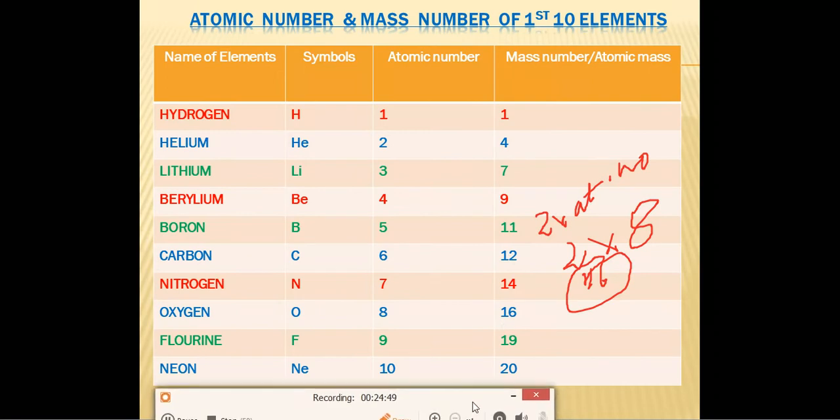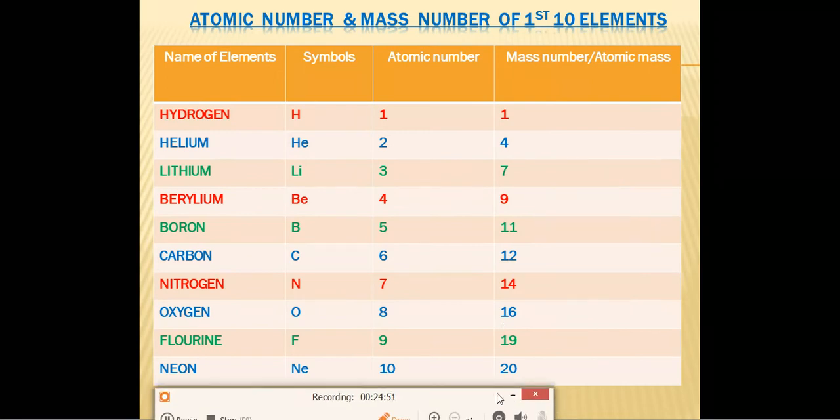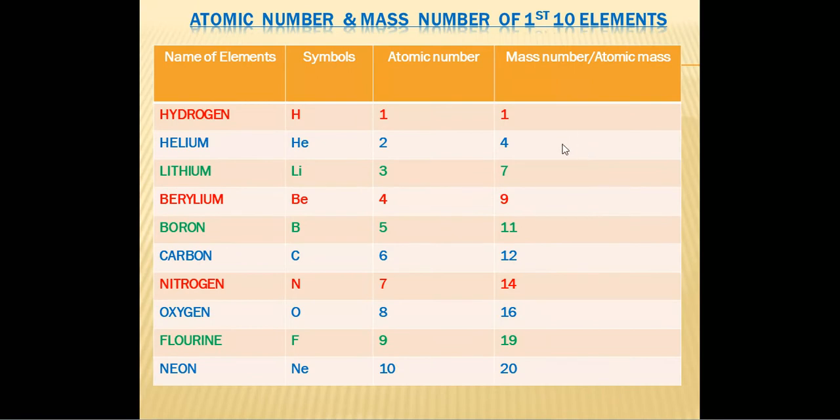Next one is fluorine. Fluorine is having atomic number of 9. Okay, 9 is your odd atomic number. Which formula we will use? 2 into atomic number plus 1. 2 into 9 plus 1. 9 2s are 18 plus 1 is 19. So 19 is the atomic mass of fluorine.